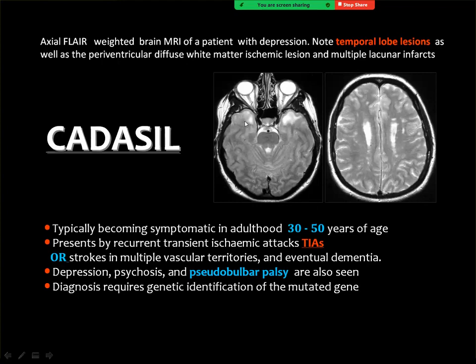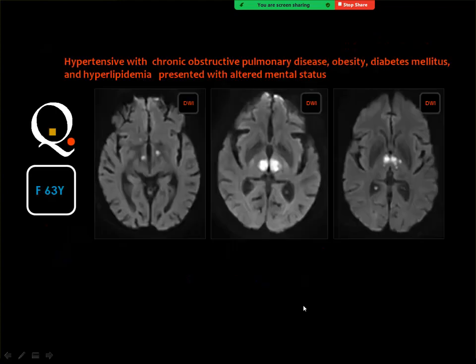And in the regular subcortical arteriosclerotic encephalopathy, affection of the temporal lobes is extremely rare, while in CADASIL, affection of the temporal lobes is one of the essential findings for the diagnosis of the disease.